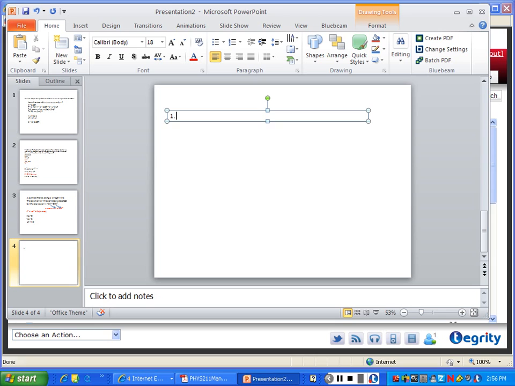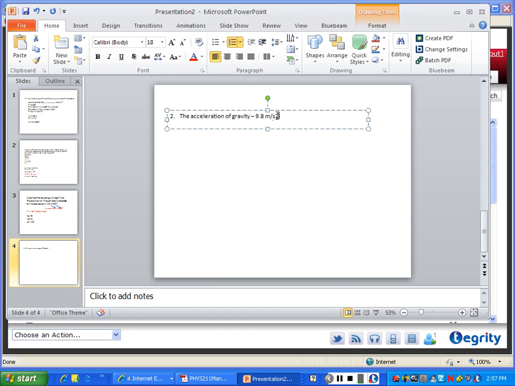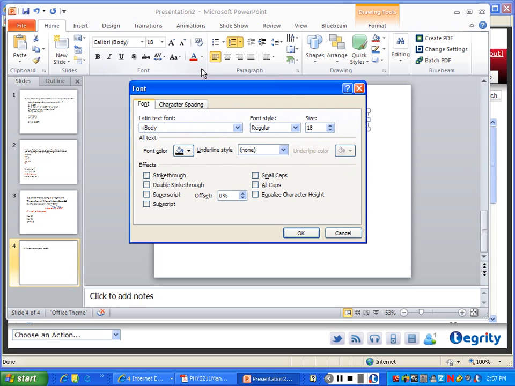Okay? Now in problem 2, the acceleration of gravity is the only thing that remains, and that's negative 9.8 meters per second squared. Right? So you want to use the right units.